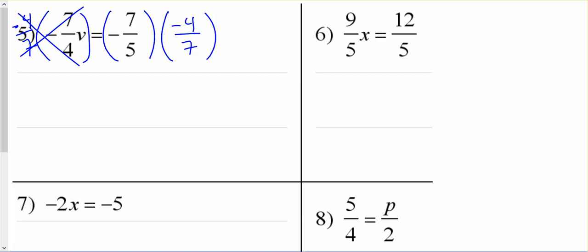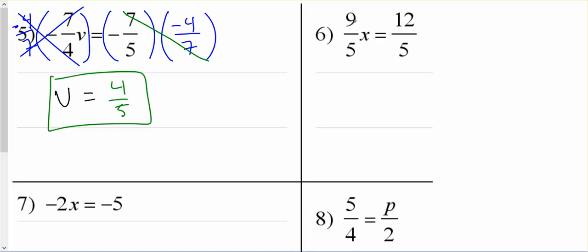Problem 6, same type of problem. We're multiplying by 9/5. What's the opposite, or the inverse of multiplying? Dividing, but dividing is the same as multiplying by the reciprocal. What's the reciprocal of 9/5? 5/9. What I do to one side, I have to do to the other side.